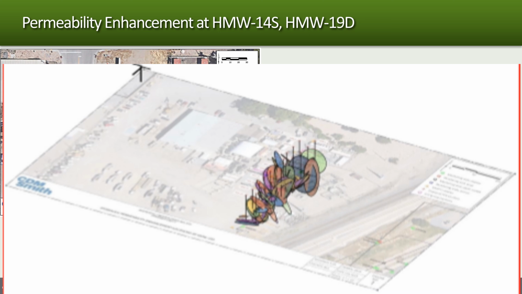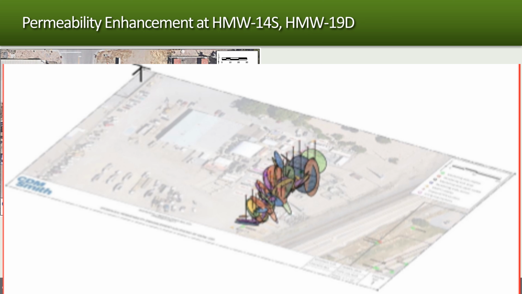And indeed, they were able to produce a lot of the same types of maps. So a good understanding of the placement. I think there were 30 borings used in these two zones. Remember, the source zone received about 8. It was a fairly small area. There's about 30 borings between the 14S and HMW 19D areas.